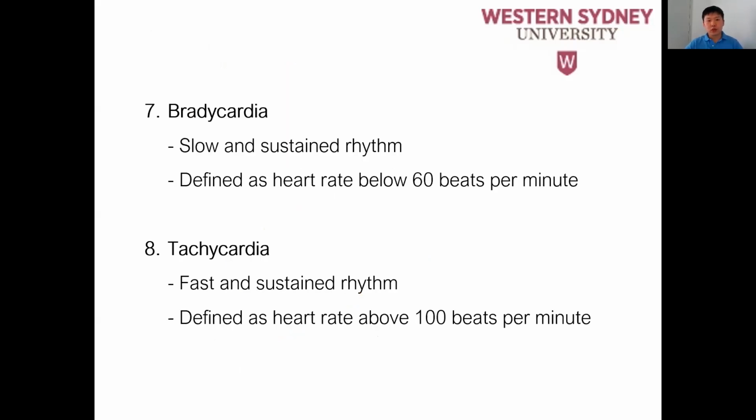So we'll go on to 2 descriptive terms for ECGs. You have the first term, bradycardia. This is a description that the rhythm is a slow and sustained rhythm, and it's defined as a heart rate below 60 beats per minute. And then you have the term tachycardia, which is a fast and sustained rhythm, defined as any heart rate above 100 beats per minute.